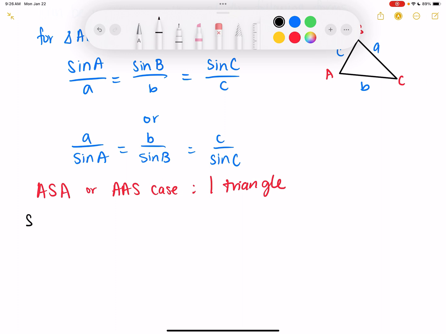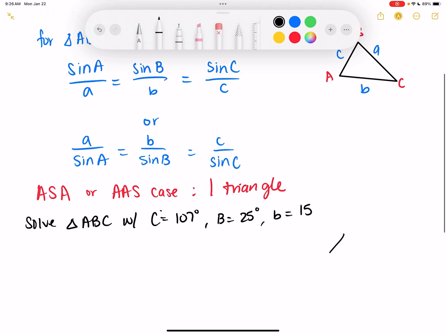So solve triangle ABC with angle C being 107 degrees, angle B is 25 degrees, and side B is 15. So I'm given 2 angles and a side, so that's going to be the angle angle side case here. So I'm going to set up my triangle.